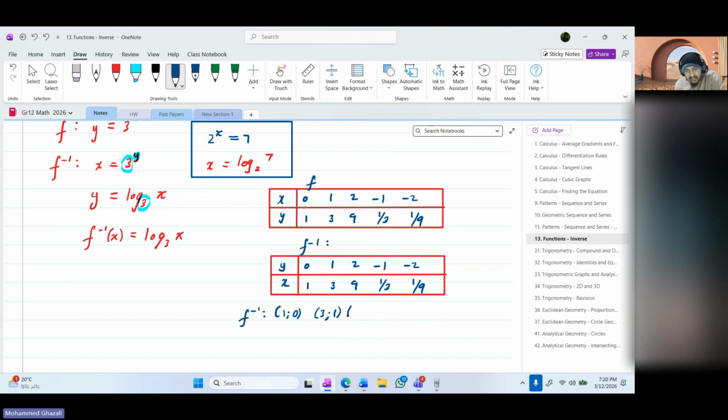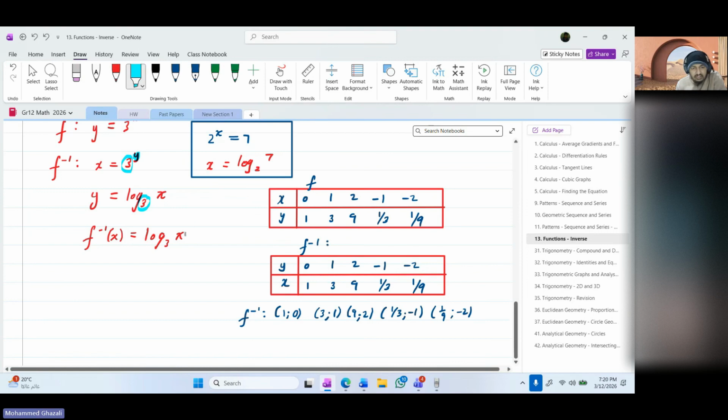What else? 9 and 2. 1/3 and -1. 1/9 and -2. See, I switched everything around. So 1, 0, 3, 1, 9 and 2, 1/3 and -1. These are all the values on the inverse function.